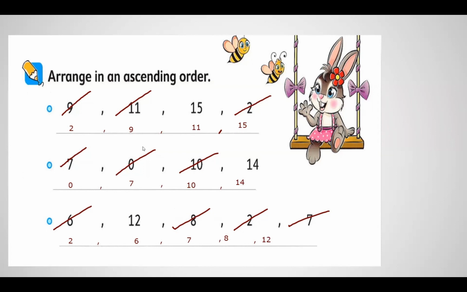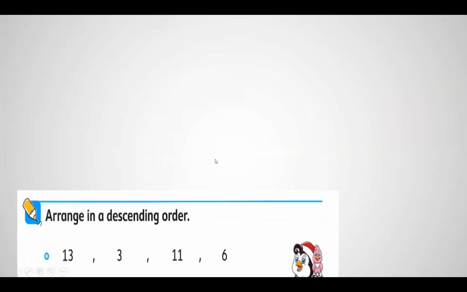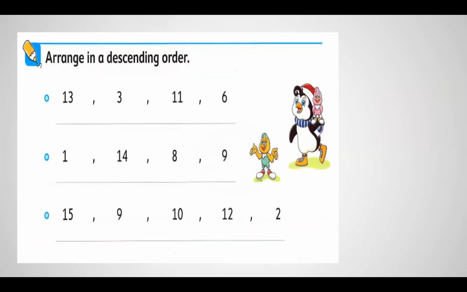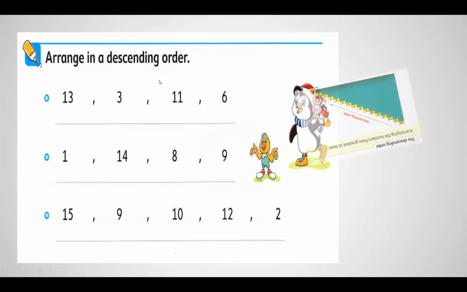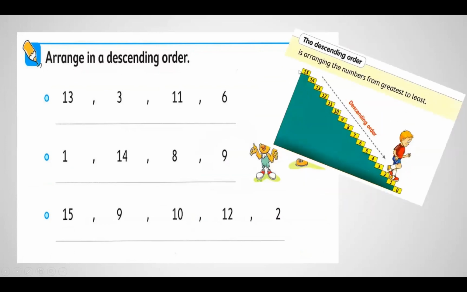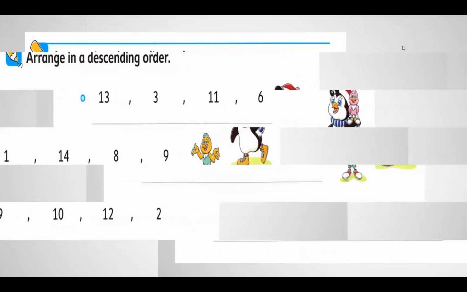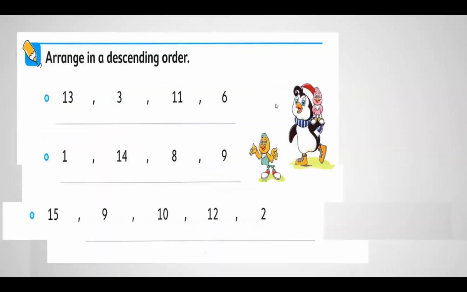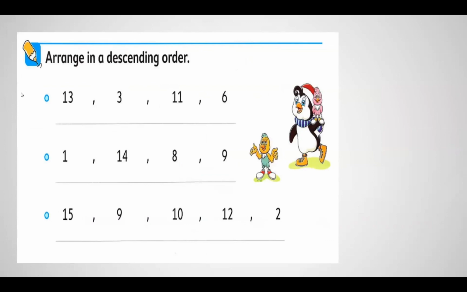If I'm asking to arrange the numbers in descending order, again, the D, descending, D for dinosaur. So we are going to start, can you remember? Yes, from the biggest and go down to the smallest. So from the greatest to the least or to the smallest, like here. Numbers 13, 3, 11, and 6. Where is the biggest one? Yes, it's 13. So put 13 first.